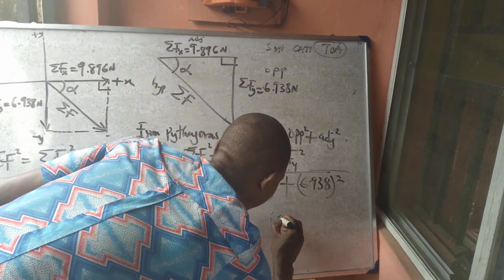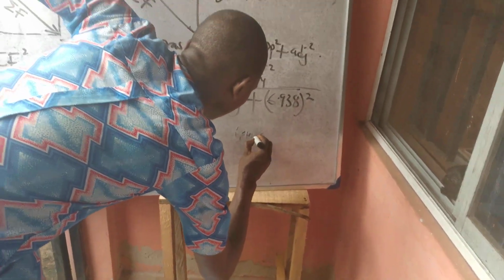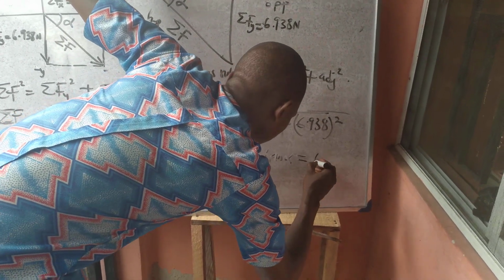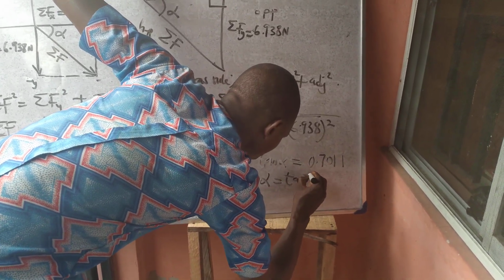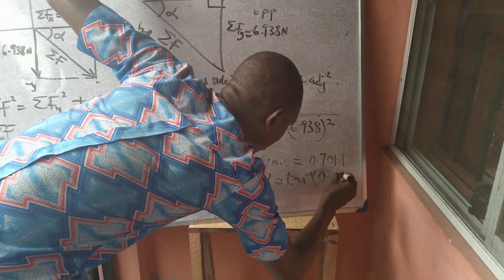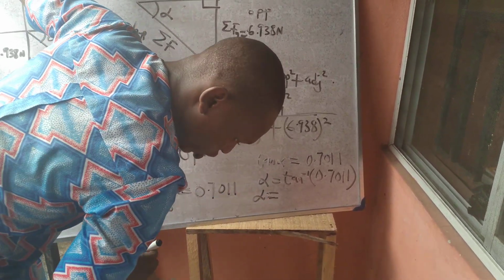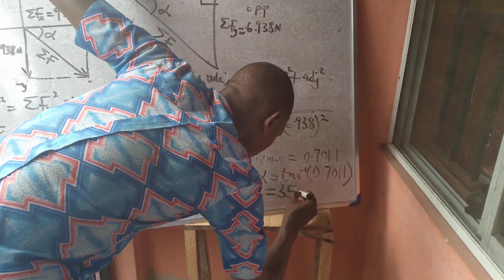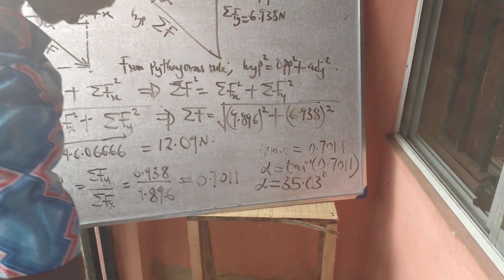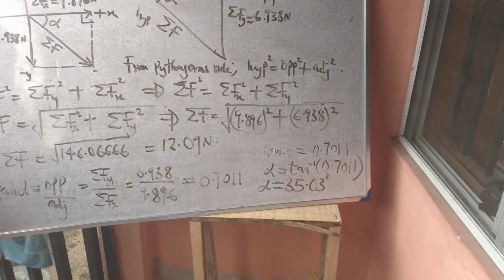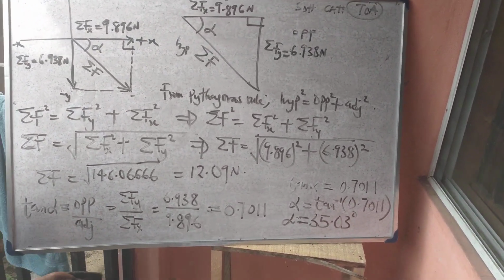So if tan alpha is equal to 0.7011, alpha itself will be tan inverse of 0.7011. So alpha is equal to tan inverse of 0.7011, which is 35.03 degrees. So it then means we have obtained the magnitude of the resultant as 12.09 Newton, and the direction is 35.03.